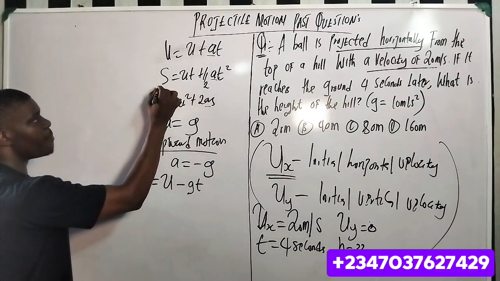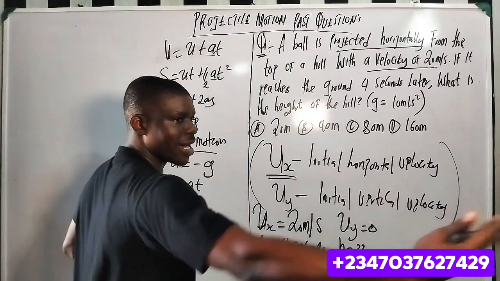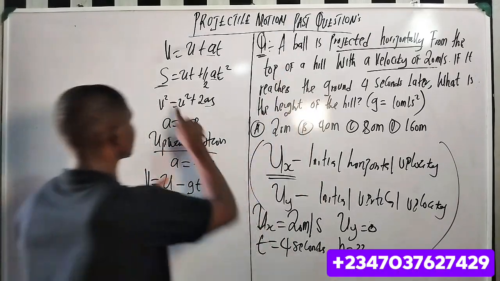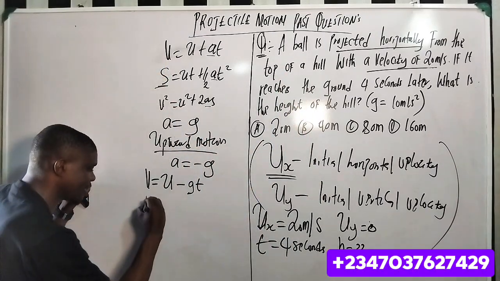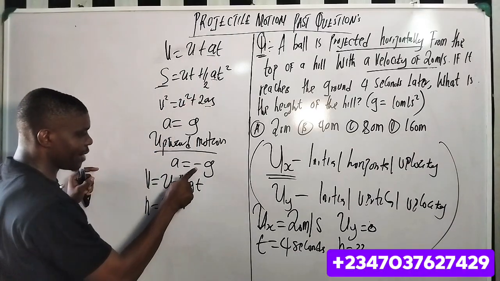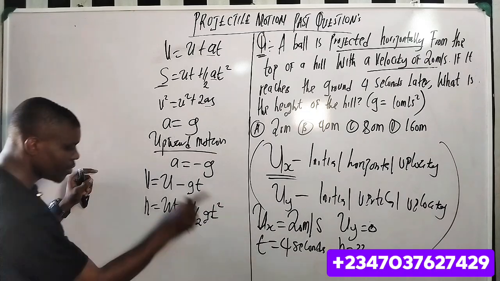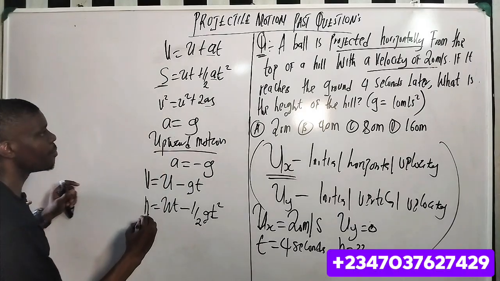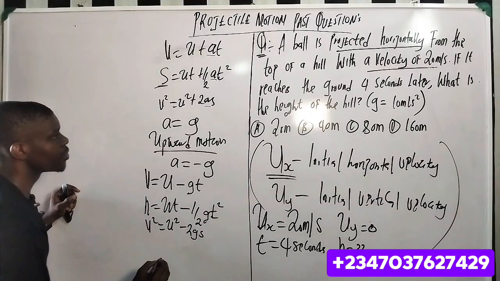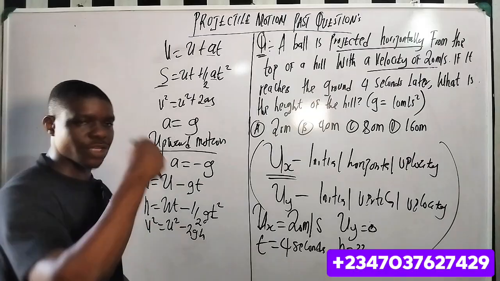Now my x is no longer distance again. It's now going to be height traveled, because horizontal is distance. When you throw it up or it's coming down, it is height. So this s, which is distance, is now h equals ut minus half gt squared, because g is now minus. Then my v squared equals u squared minus 2gh, that is it. This is called the upward motion.